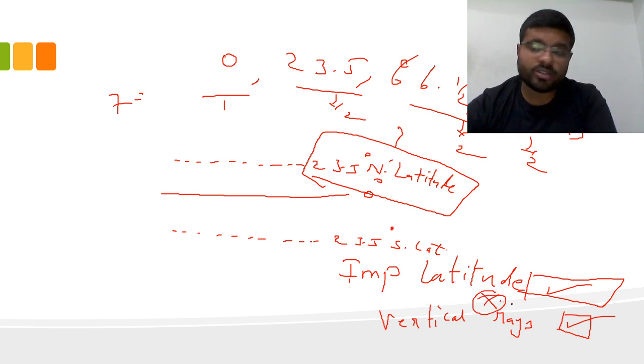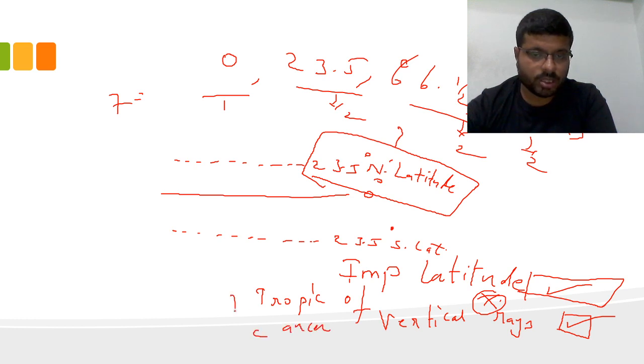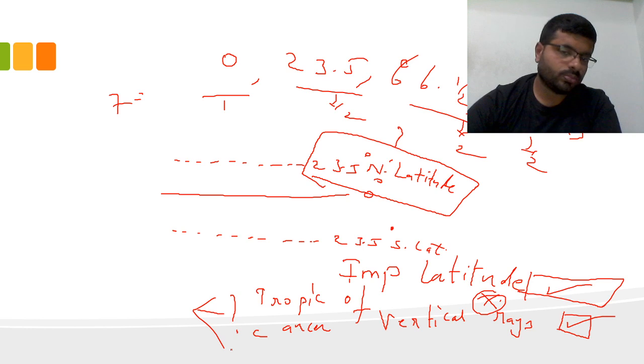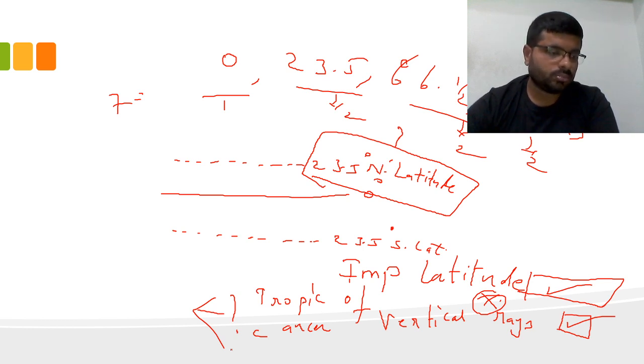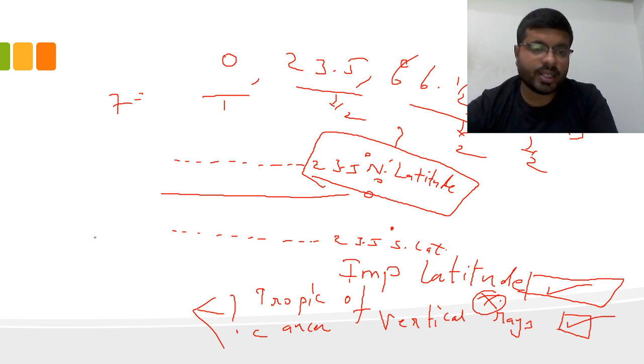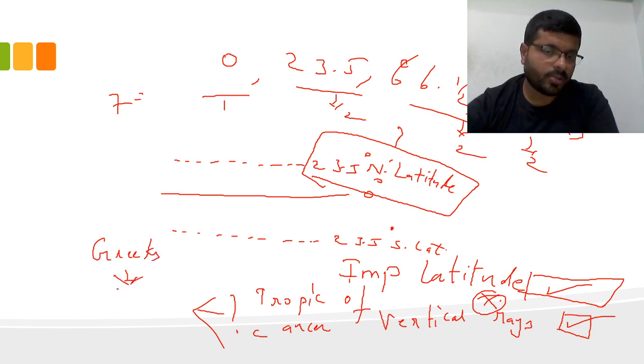Then why is the Tropic of Cancer named so? Think. The Greeks, while trying to study this aspect, found the Tropic of Cancer, the line of 23.5 degrees north latitude, very near to the Cancer constellation.